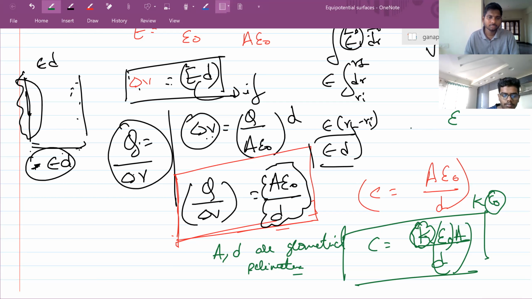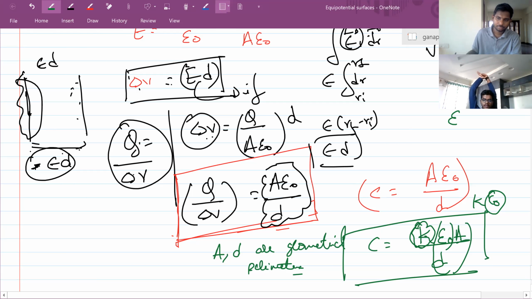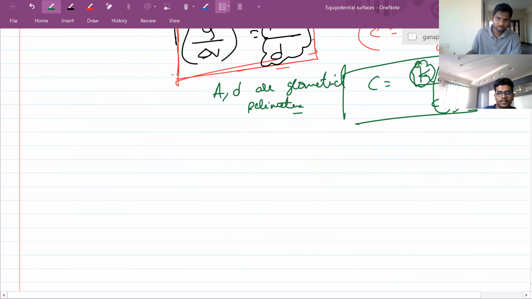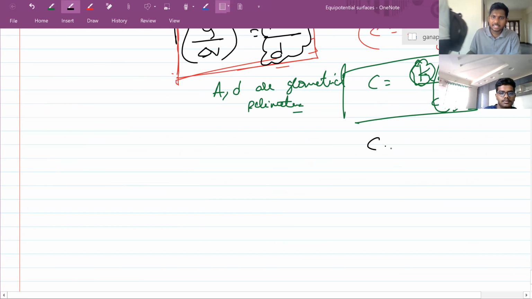If force is 1 by 4 pi epsilon naught Q1 Q2 by R square, and if dielectric epsilon R is introduced, we can directly multiply the dielectric constant in the denominator. Force will become F by K, F by epsilon R. Okay, I got it. You got this? C is equal to K C naught as well.